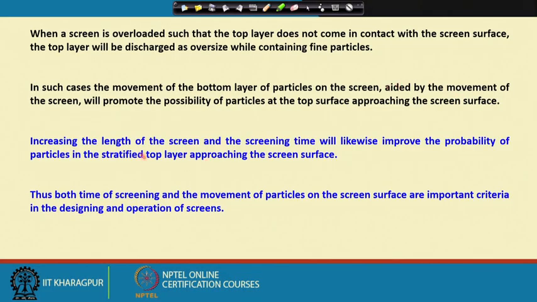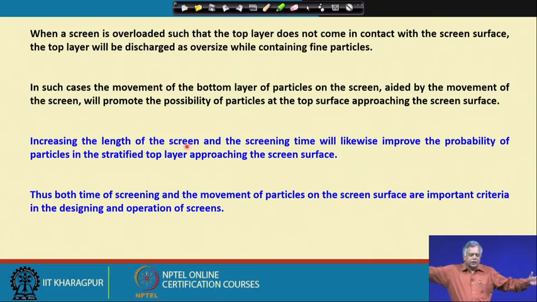So, how fast your bottom layer is moving, and how efficiently your particles are spread across the width of the screen, so that you can use the maximum opening area available on your screen. These are all dictated by the material flow characteristics and your screen design, and they will try to prevent misreporting of particles to wrong streams. What is another solution? You can increase the length of the screen.